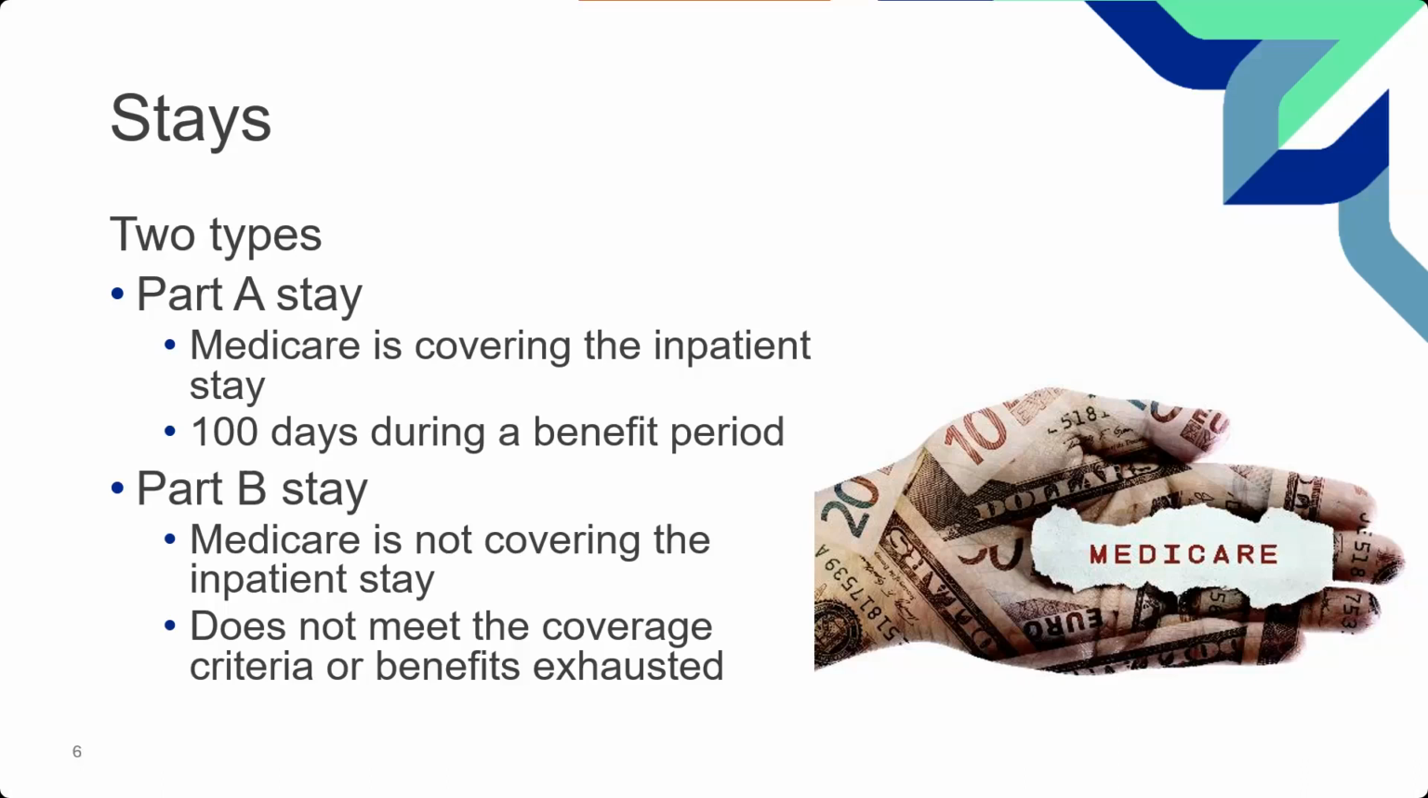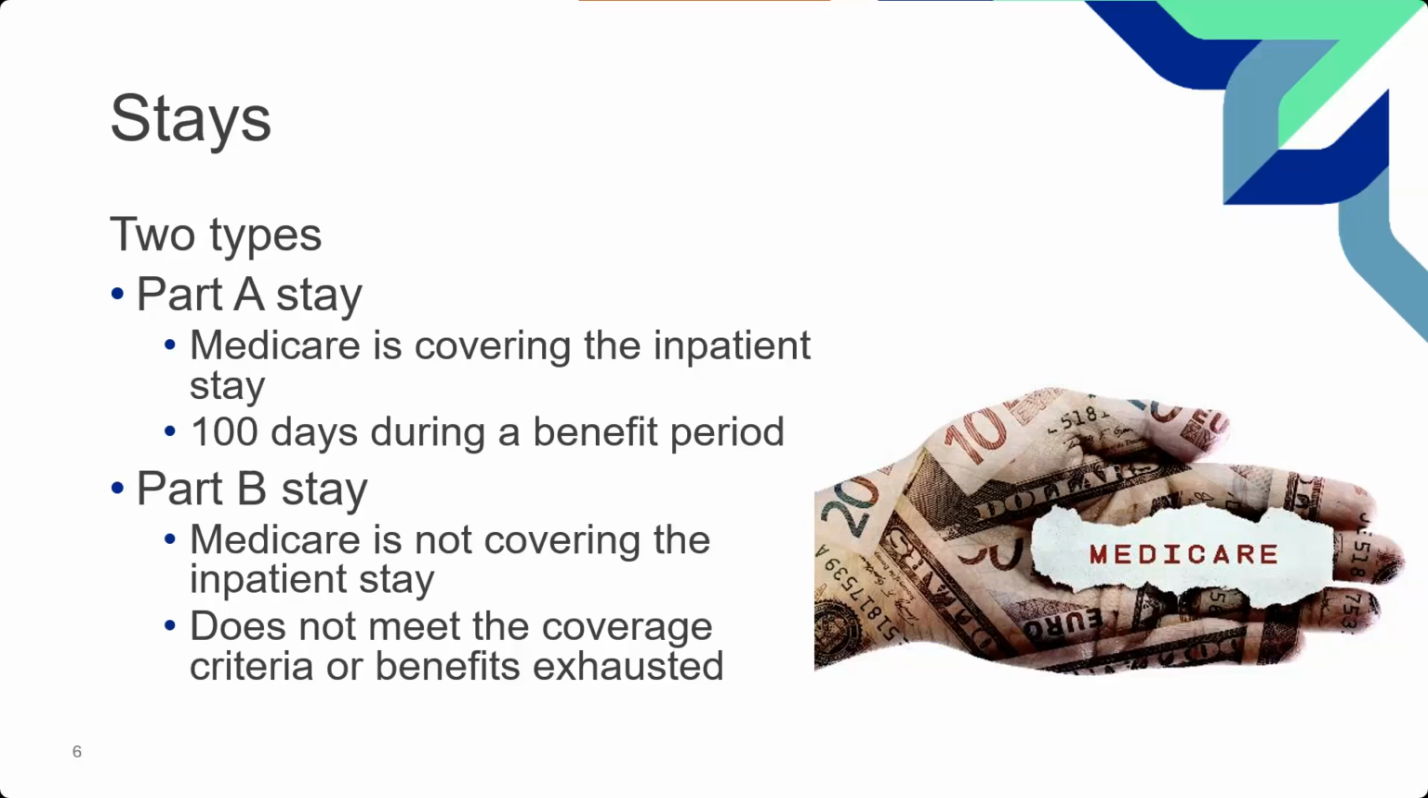Once they reach 101 days, then they move into the Part B stay. You can also start in a Part B stay if you don't meet a technical portion of the Part A stay. We'll talk more about that in just a moment. But a Part B stay means that the Medicare Part B benefits are the only payable benefits. That means Medicare is not going to pay the SNF or the skilled nursing facility for the inpatient care. Again, room, board, nursing care, all of that type of thing.